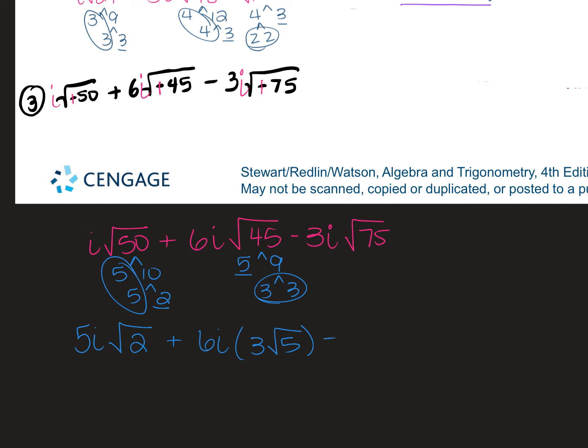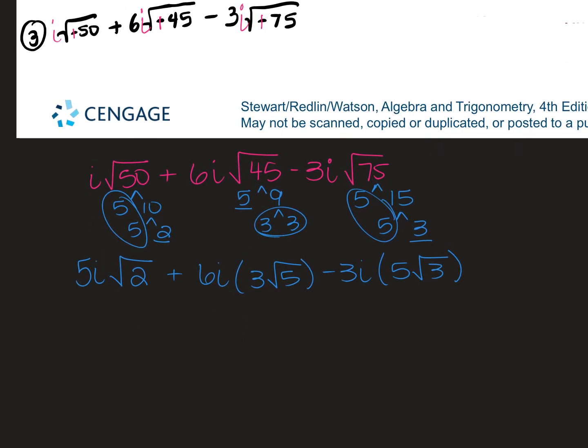Next you have that negative 3i times whatever that square root of 75 simplifies to. 75 is 5 and 15. The 15 is 5 and 3. Two 5s pair up. One comes out. 3's left over. It stays under. So from here, we are going to simplify this.